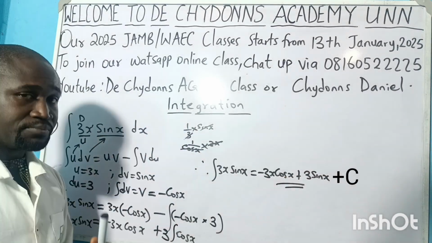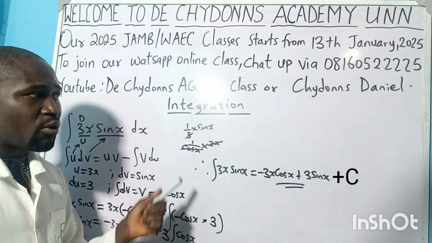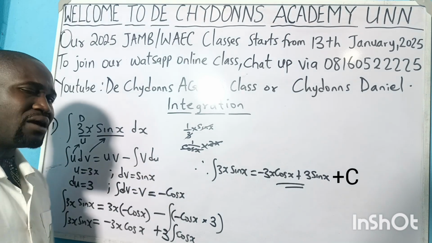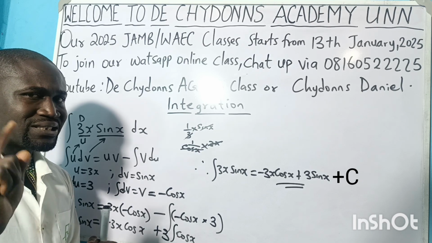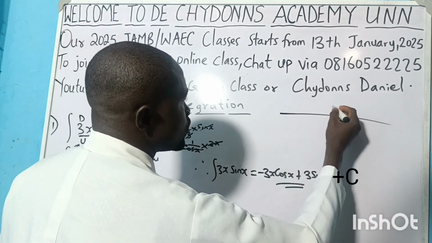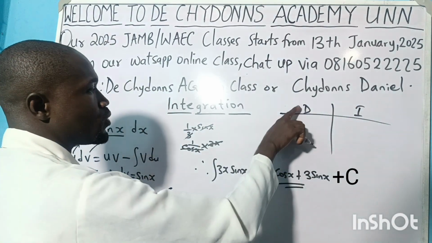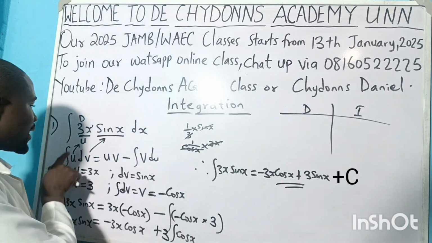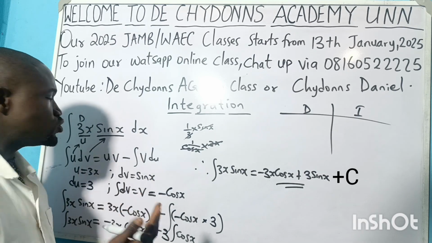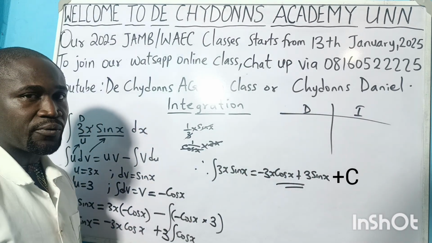Answer. Yes, if I am in your position and I'm in the exam hall and I'm given this, I know I have to get it in 30 seconds. Watch what I will do. I will just use the tabular method to sort it out. Write D here, write I here. How do I know what to write under D? Between 3x and sine x, which do you think, when you differentiate it, will get to 0?